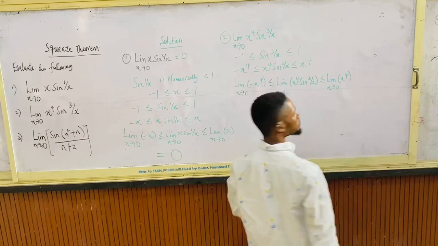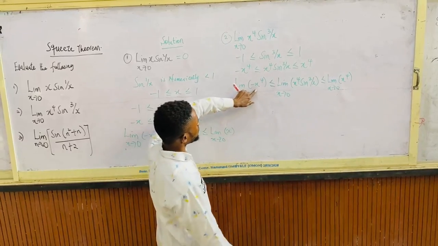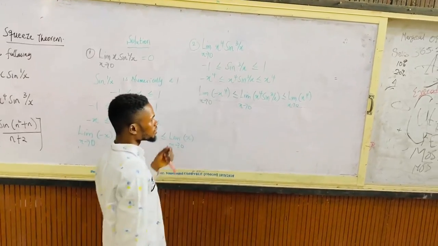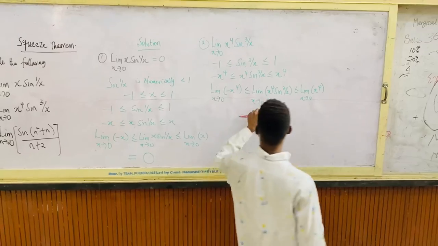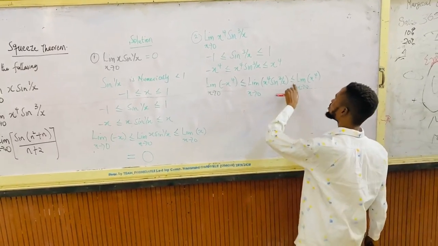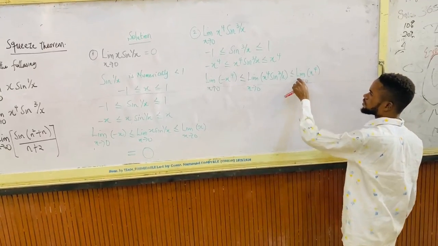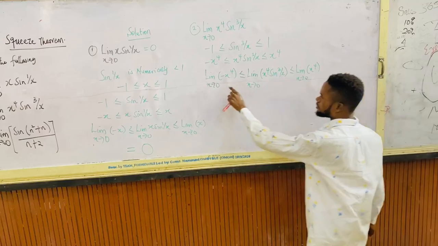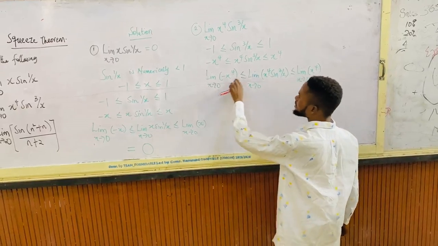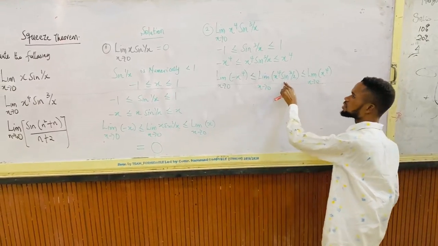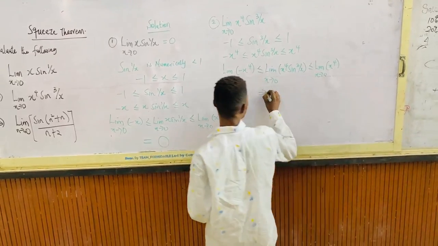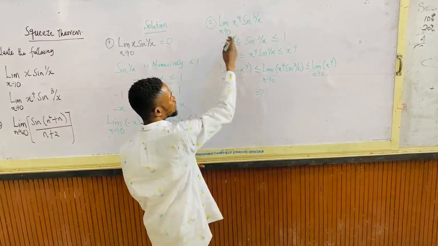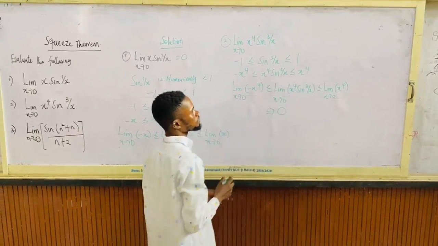Now the limit of minus x raised to power 4 as x tends to 0 is what? 0. It should be less than or equal to the limit of this function, which is less than or equal to the limit of x raised to power 4, and that is 0. So that means the limit of this function x raised to power 4 sine 3 over x as x tends to 0 is 0.